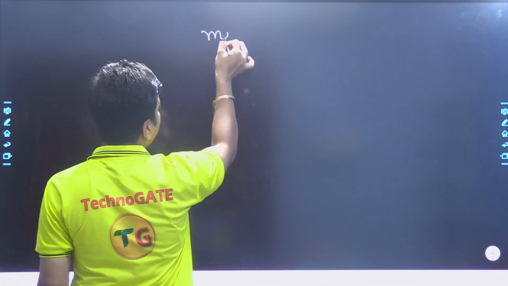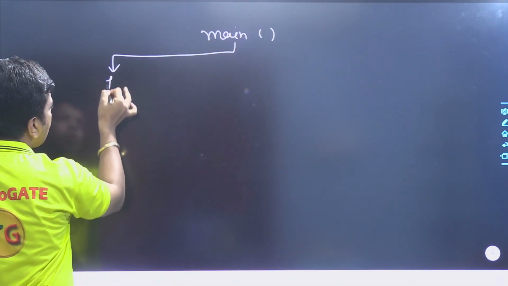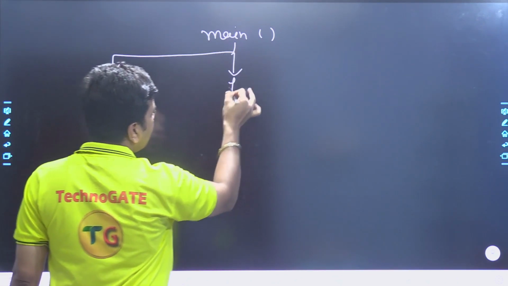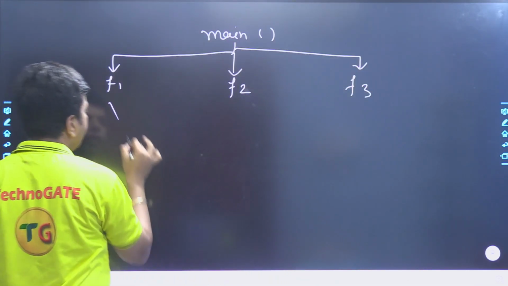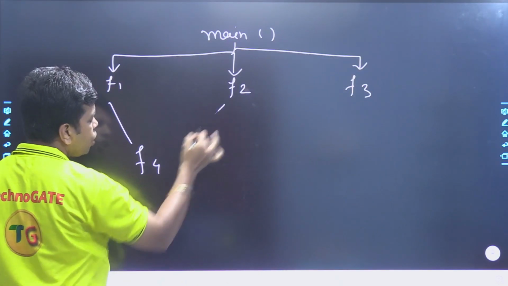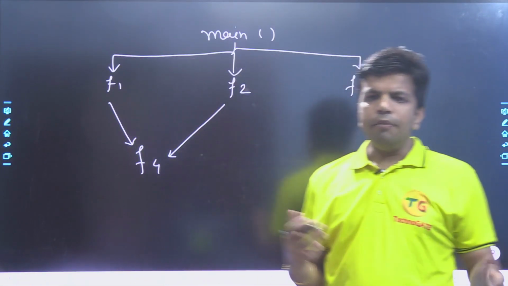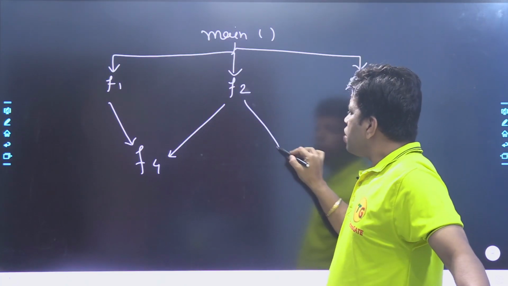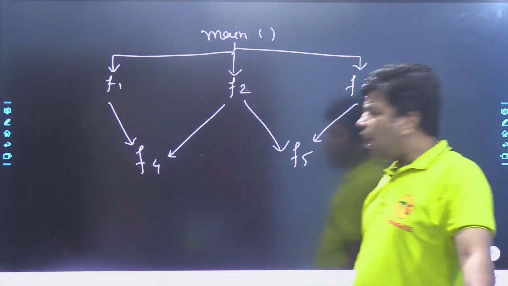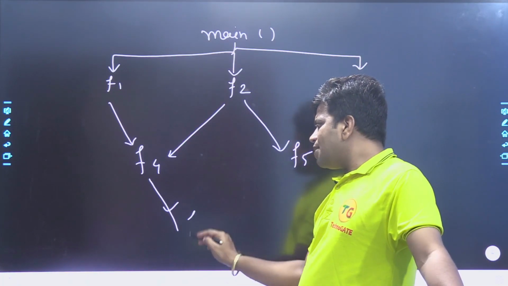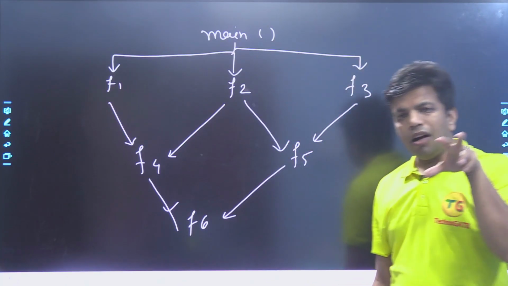You can somehow see it like this. Suppose you have a main function. That main function is going to call, suppose, three functions inside it. Suppose function 1 is going to call function 4. Function 2 is also going to call function 4. It may be possible that a particular function is called by some other functions. Now function 2 is also calling function 5, and function 3 is also calling function 5. Now it may be possible that function 4 is going to call function 6, and this is also going to call function 6, and so on.